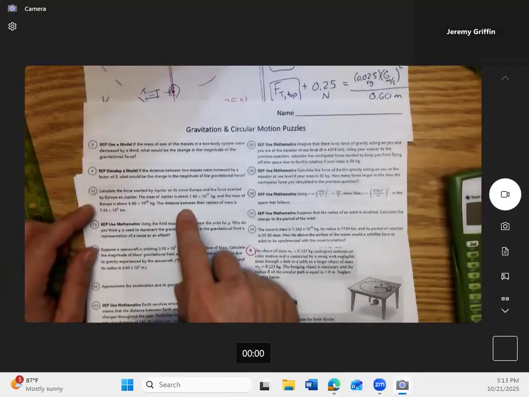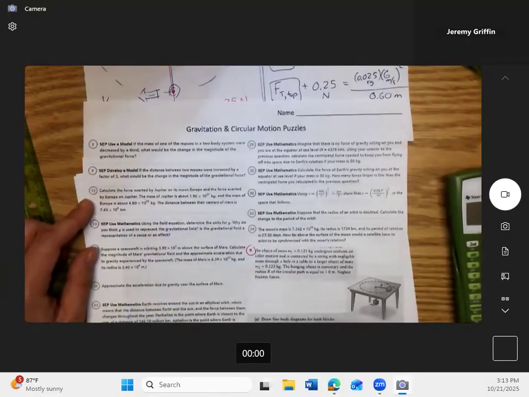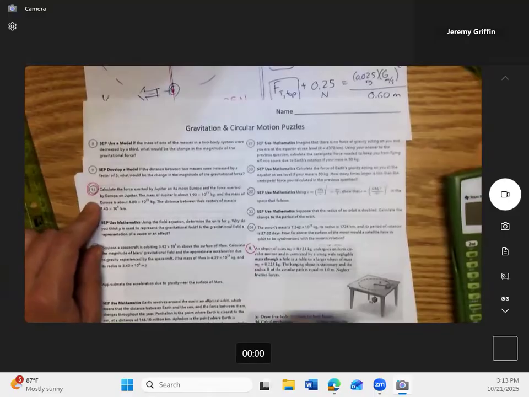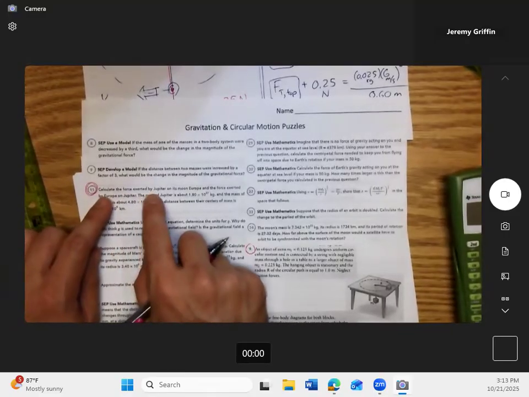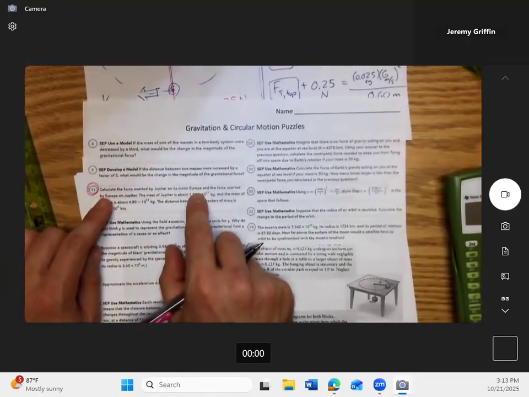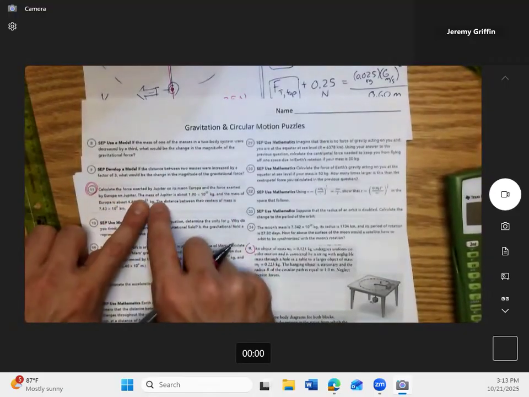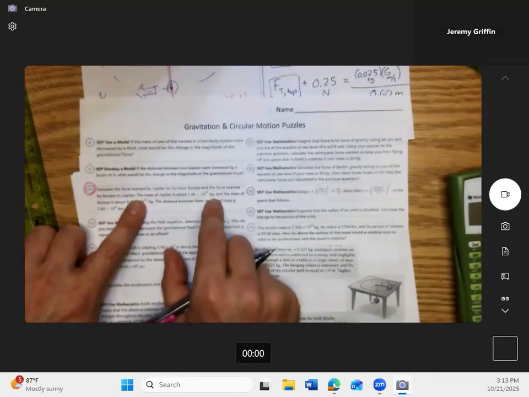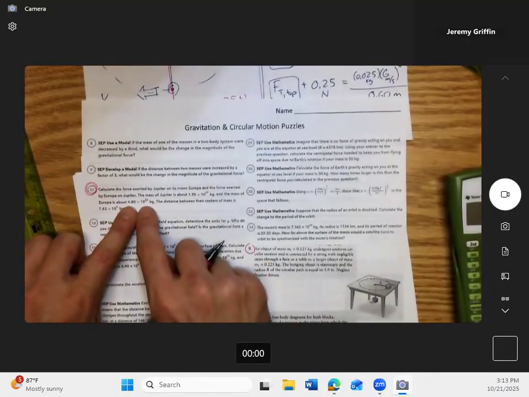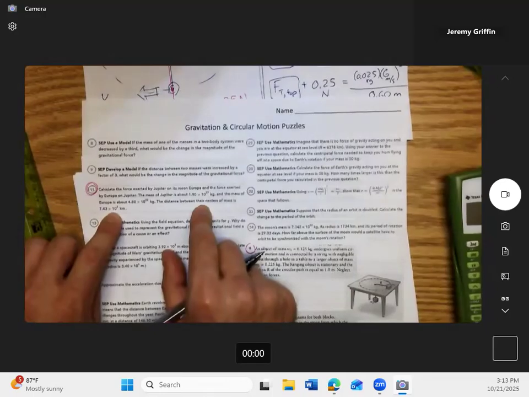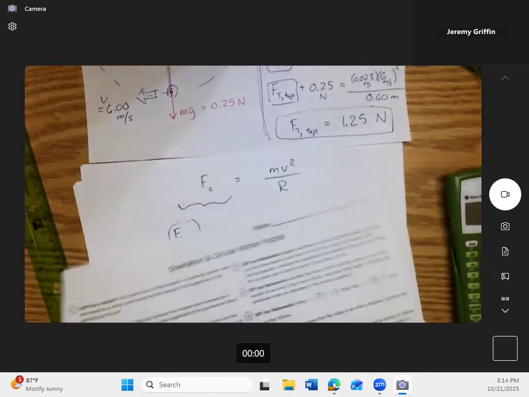Great. Let's go real basic. How about number 11? So where you just plug numbers in. Number 11: Calculate the force exerted by Jupiter on its moon Europa and the force exerted by Europa back on Jupiter. The mass of Jupiter is this many kilograms, the mass of Europa is this many kilograms, and the distance center to center is this many kilometers. Right. So we get those numbers on paper, and then we start working with that.